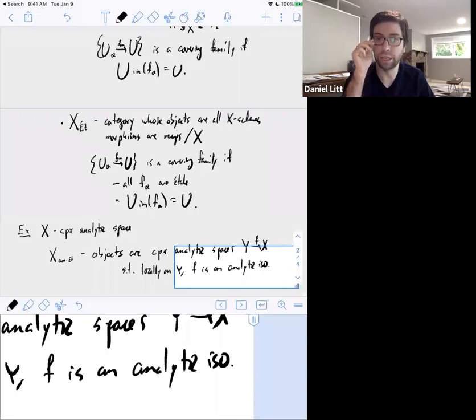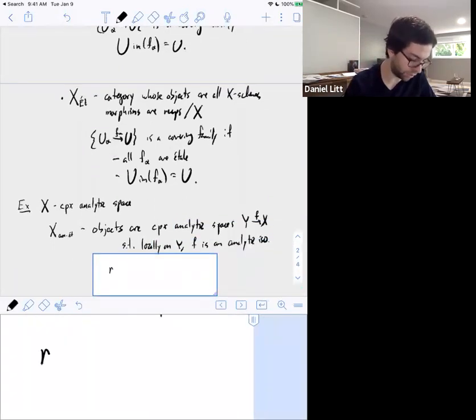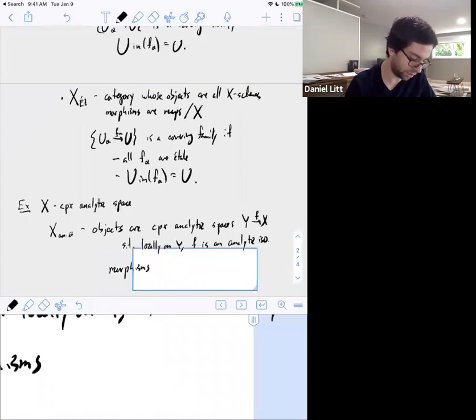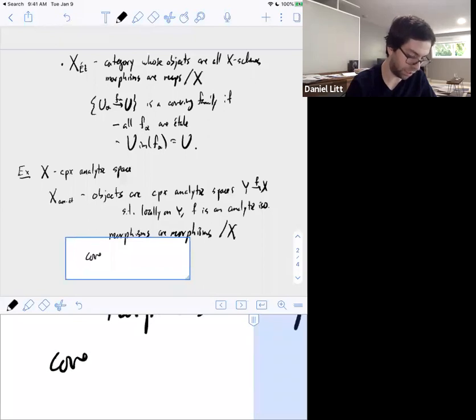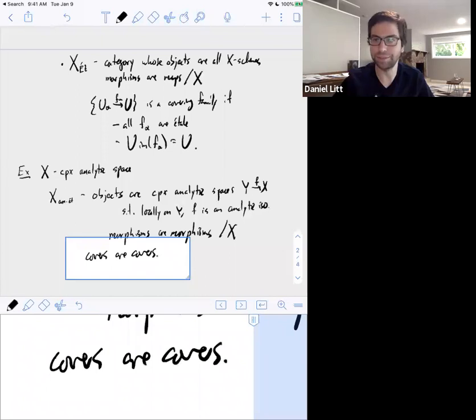So for example, this allows covering spaces of X. Okay, and then again, morphisms are going to be morphisms over X, maps of complex analytic spaces over X. And then I'm going to just write covers are covers. Meaning, again, a collection of maps is a cover if the union of the images is the whole thing.